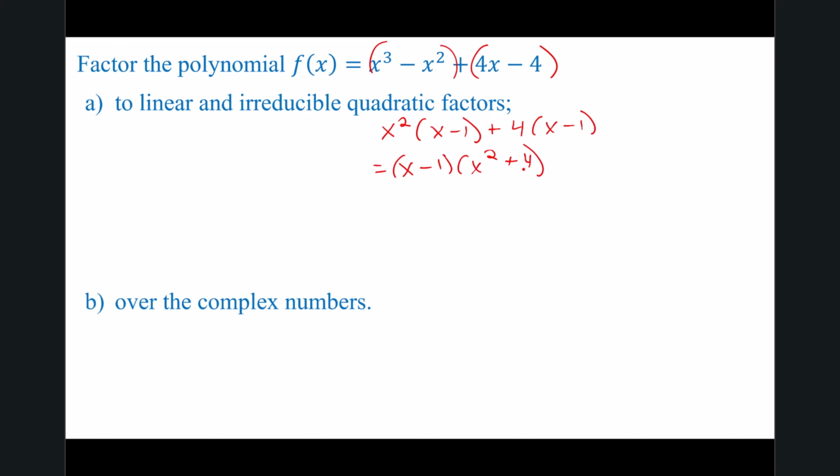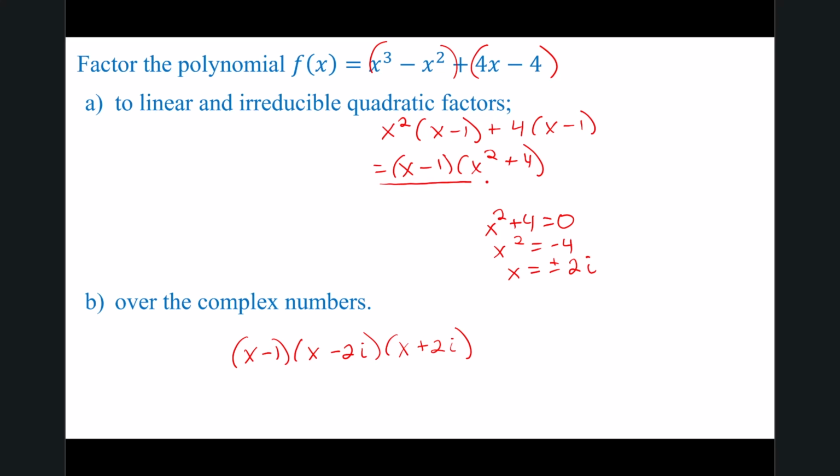We could use the quadratic formula to factor it further, except then we are going to have imaginary numbers as those zeros, because x squared plus 4, if that equals 0, then x squared is negative 4. So x is the square root of negative 4, which would be plus or minus 2i. So to factor over the complex numbers, I still have the x minus 1. Then I have an x minus 2i and an x minus negative 2i, which is x plus 2i. So part A, I factored into linear and irreducible quadratic factors. Part B, I factored over the complex numbers.